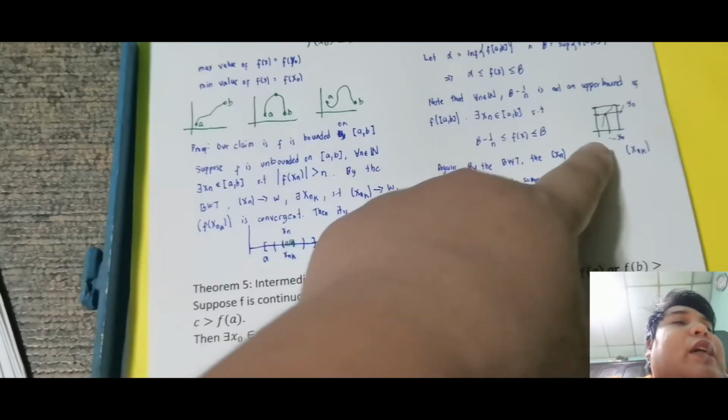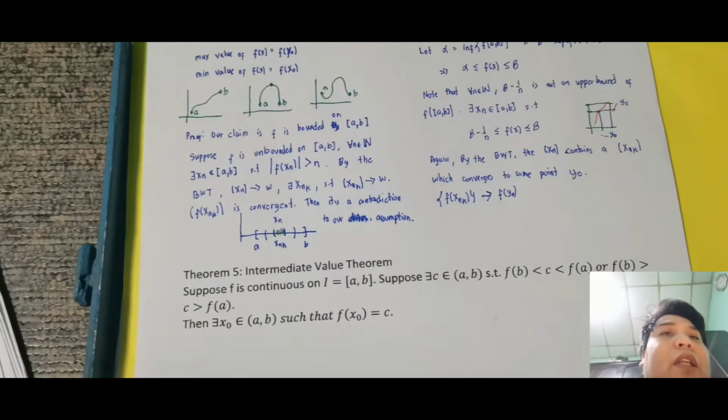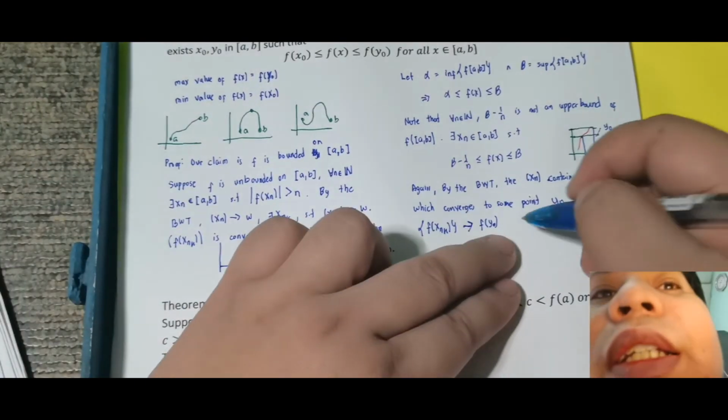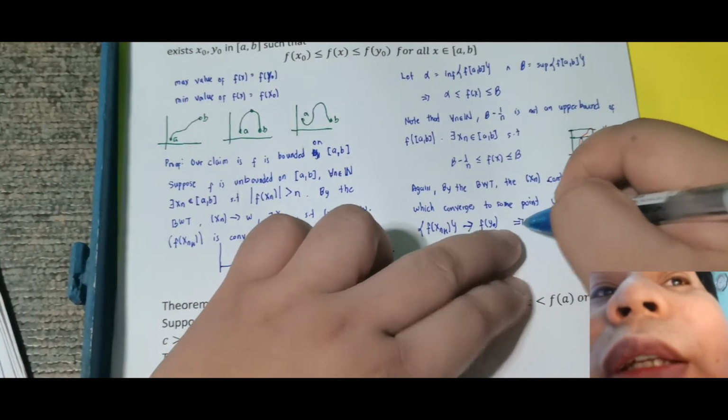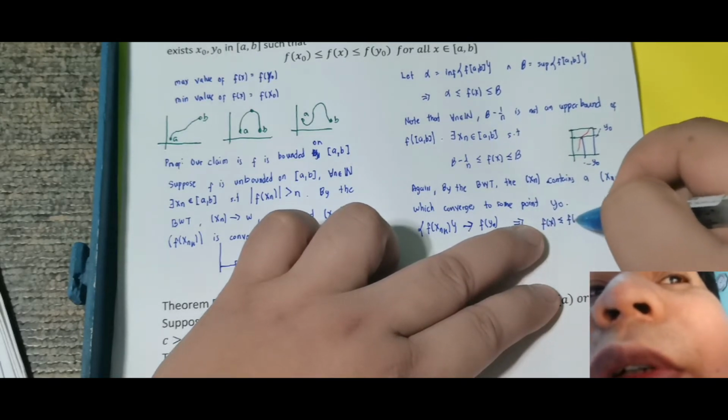Okay, yung sequence dun sa ilalim. Ngayon, ano ibig sabihin yan? Since ganun yung nangyari, therefore, na-reach natin yung kanyang maximum value. In which, this implies na yung f of x is less than or equal sa f of y naught.